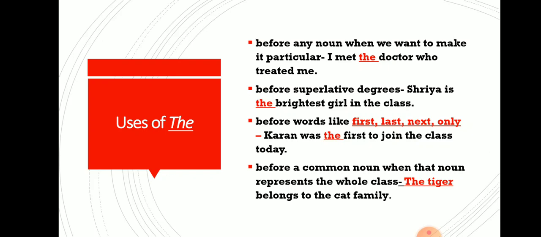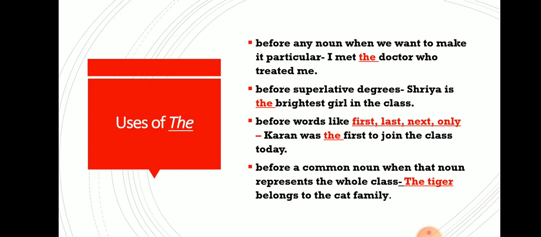We use 'the' before superlative degrees. Like, Shreya is the brightest girl in the class. I am the shortest in my family. Venus is the hottest planet. She is the most beautiful princess. And so on. We use 'the' before words like first, last, next, only, etc. Karan was the first to join the class today. It is the last chapter of the story. Who is the next? It is the only money left with me.